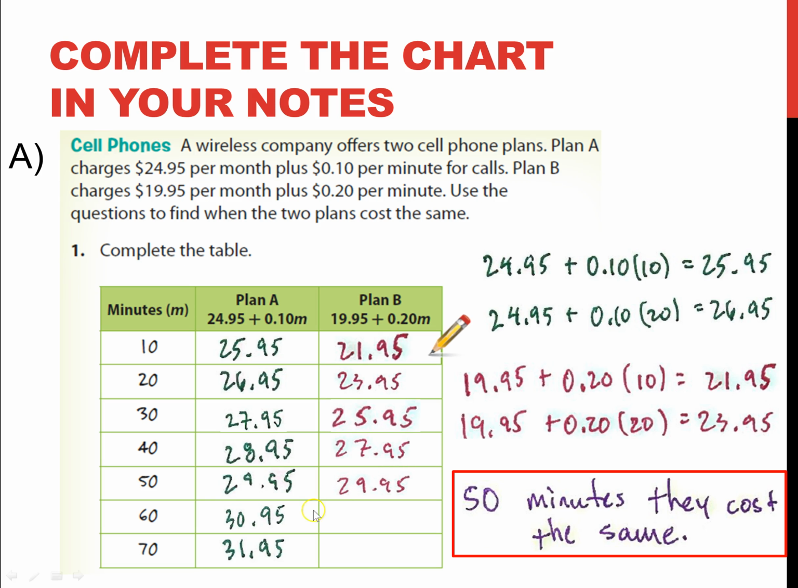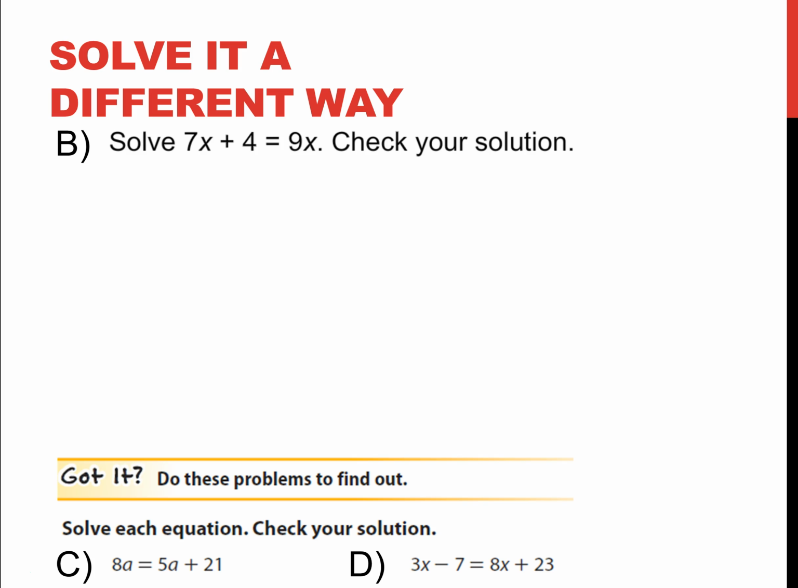I could actually just make this two equations and make them equal to each other, because that's what the question is asking. This video explores what to do when we solve those problems with variables on both sides. So let's solve it in a different way with example B. My equation is 7x plus 4 equals 9x. So I'm going to solve that equation. 7x plus 4 equals 9x.